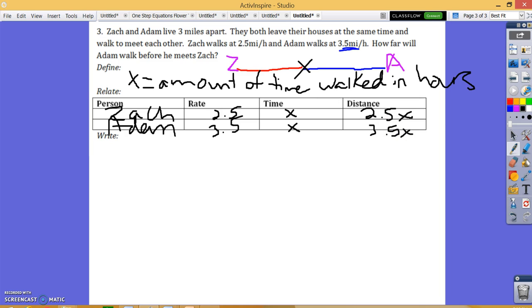And now that we have the relate box set up, I think you can probably do the rest on your own. You're going to need to read through the rest of the problem to figure out what you're setting it equal to. But go ahead and try that, and then we will go over it tomorrow.